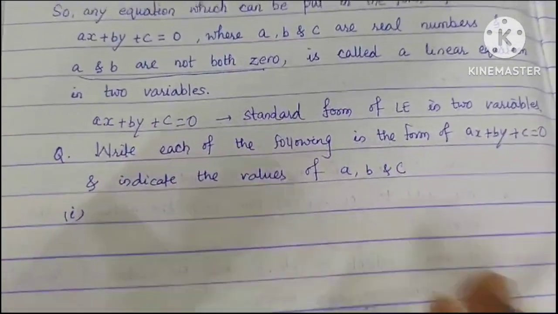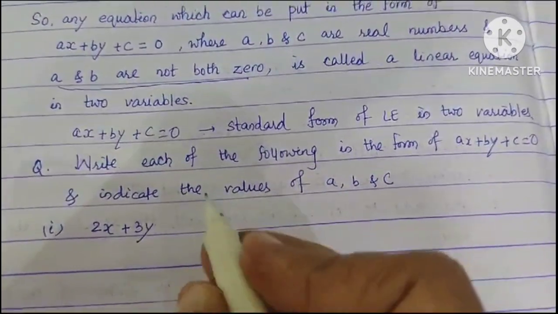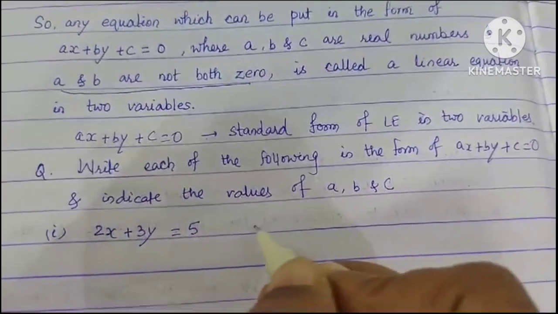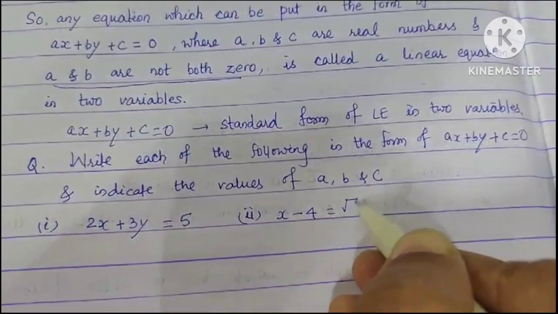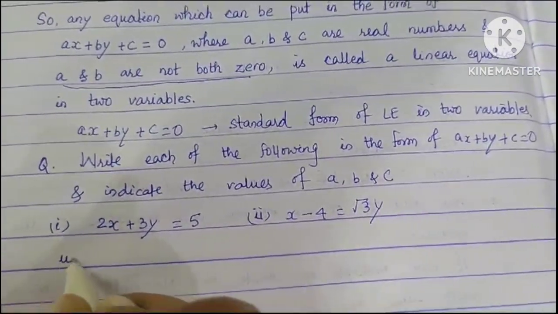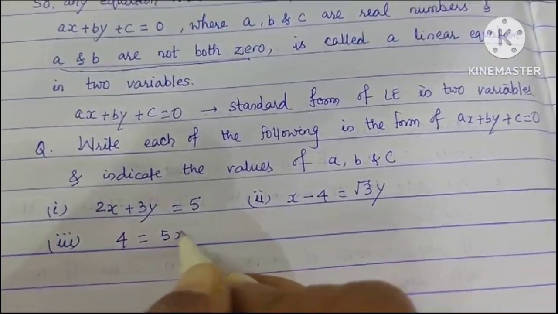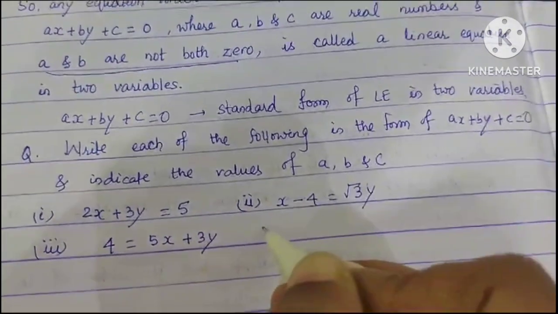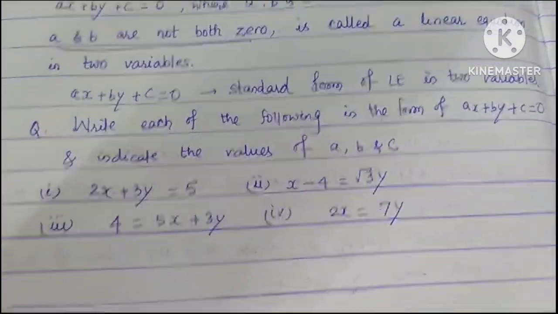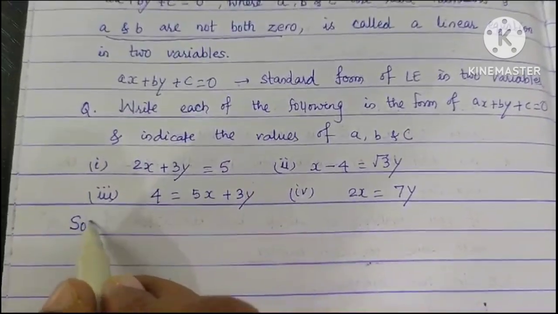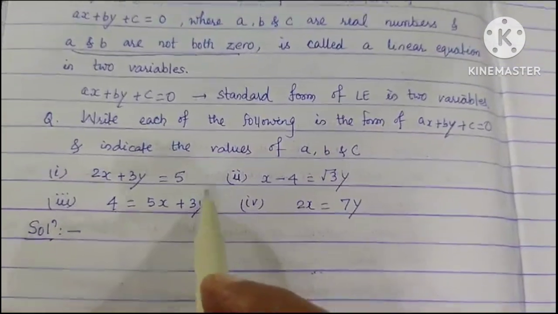The questions are like this. First one is 2x plus 3y equal to 5. Second one is x minus 4 is equal to root 3y. Third one is 4 is equal to 5x plus 3y. Fourth one is 2x is equal to 7y. Now we will understand through this question.